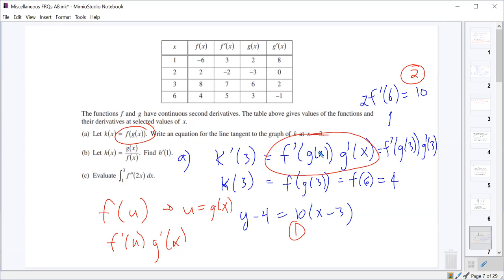And then we're evaluating at 3, so g of 3 and g prime of 3. G of 3 was 6, so we put in the 6 there. And g prime of 3 was 2, so we put in the 2 there. And then f prime of 6 was 5, so 2 times 5 gave us 10. Does that make sense or no? Yeah. Cool. Anybody else? Any other questions on that?